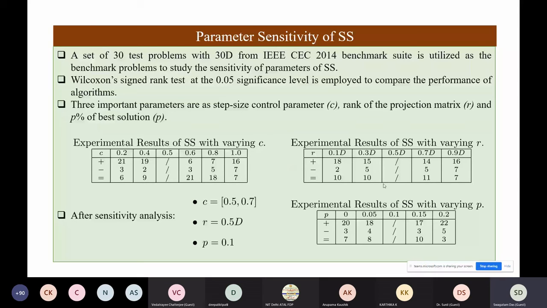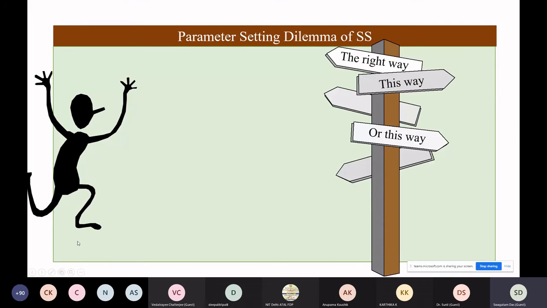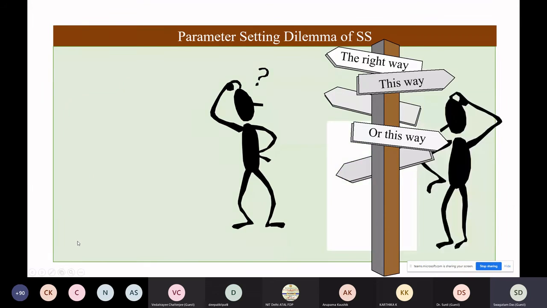And this is the parametric sensitivity analysis. Parametric sensitivity usually means you choose different values of these parameters, run your algorithm at these different values, and show the results. You compare the results and pick the best hyperparameter configuration. Parameter setting is a dilemma for any evolutionary computing algorithm or any metaheuristic. How to strike a proper setting?